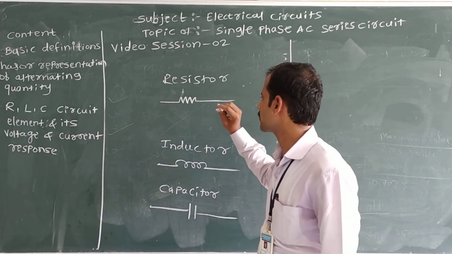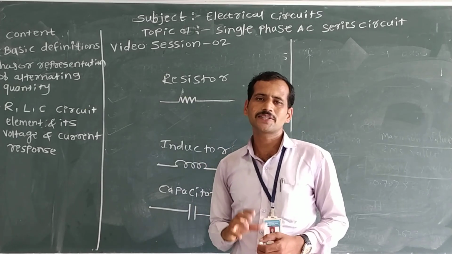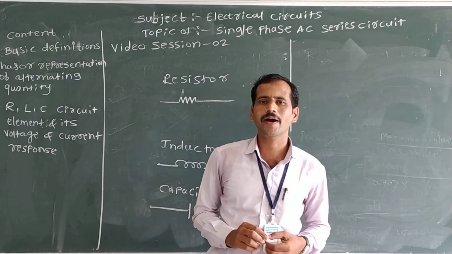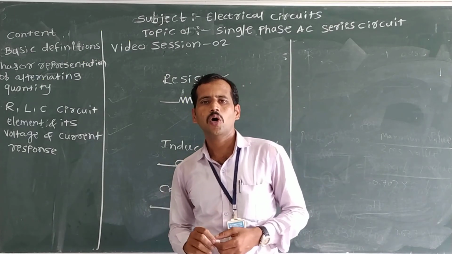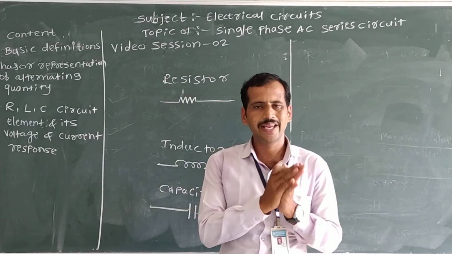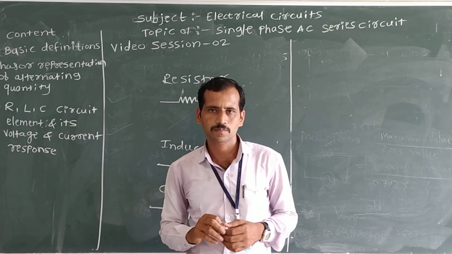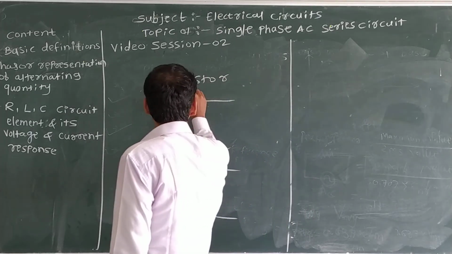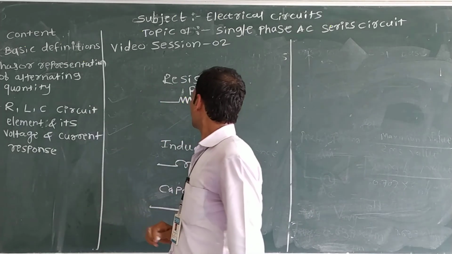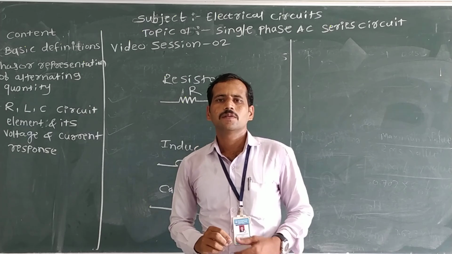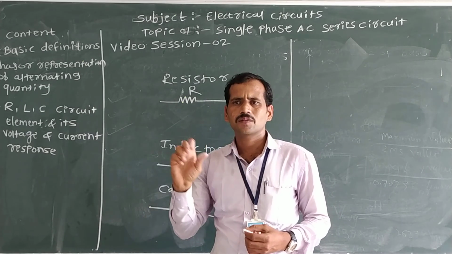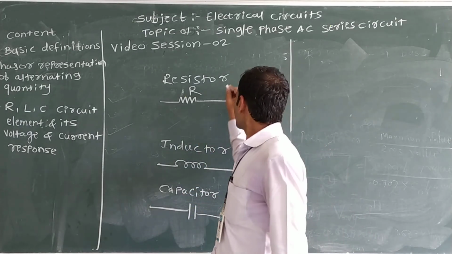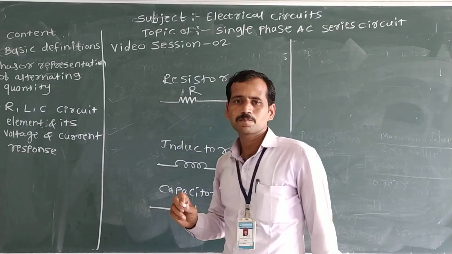What is meant by a resistor? A resistor is nothing but a device which will produce heat. It is a device which converts electrical energy into heat energy. That is known as a resistor. Simply, we can say it is a conductor. I am taking simply one conductor.